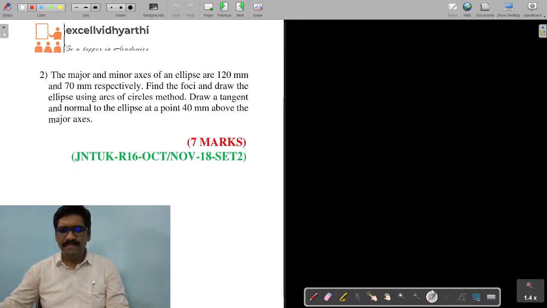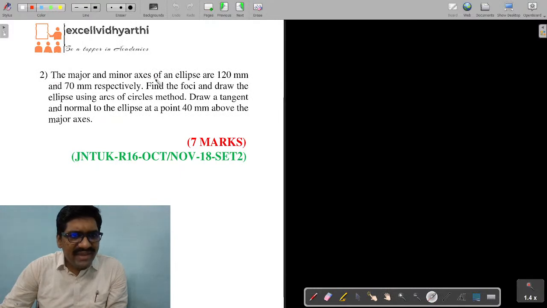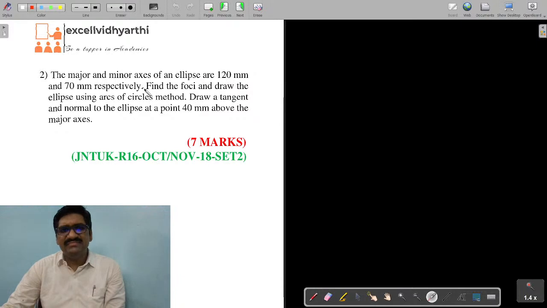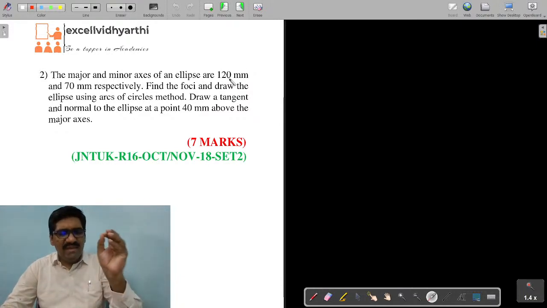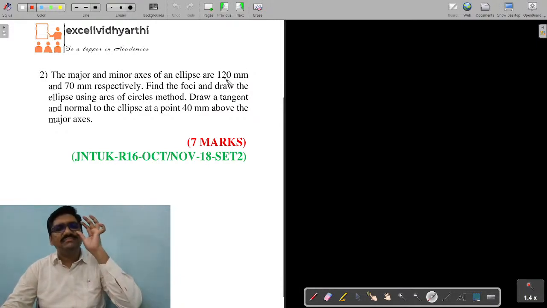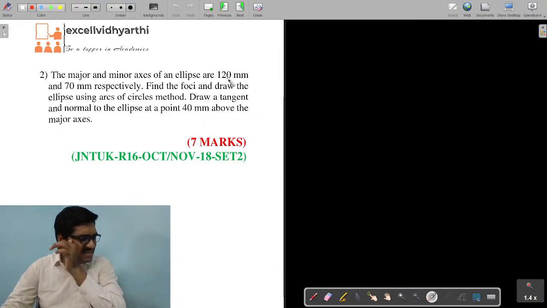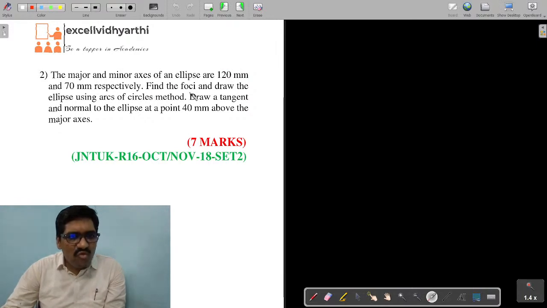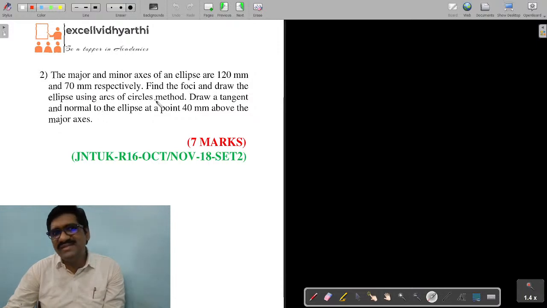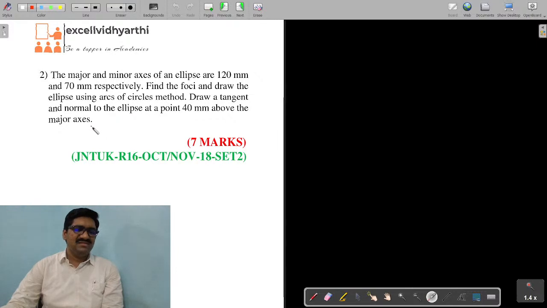Now all of you, the major and minor axes of the ellipse are 120 and 70 respectively. Dimensions are given in terms of mm only. No need to convert mm, but take care about the scaling factor, all of you. Find the foci and draw the ellipse using the arc of circles method. Draw a tangent and normal to the ellipse at a point 40 mm above the major axis.